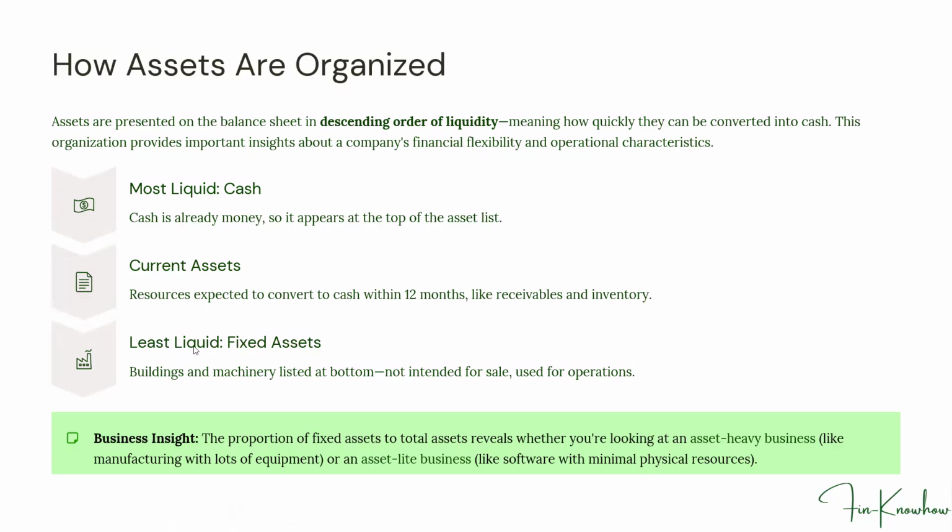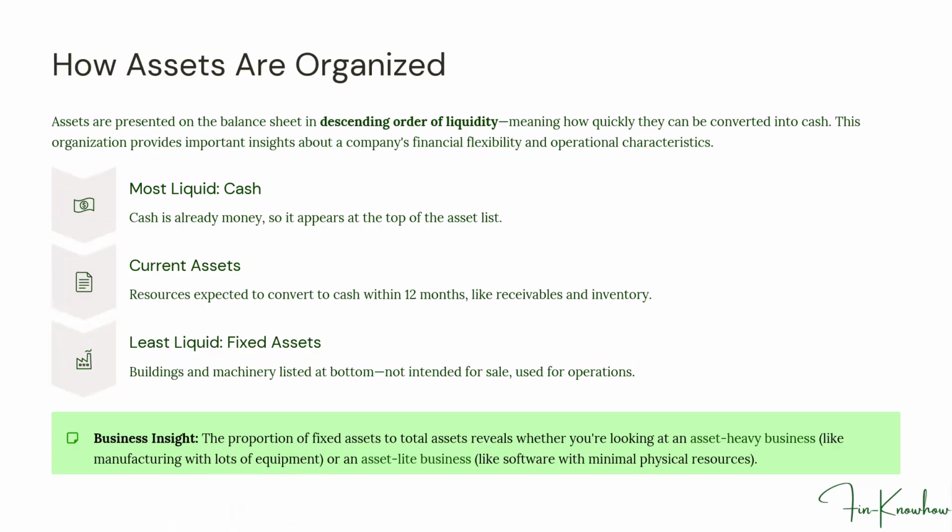The less liquid assets, the long-term assets, such as machinery and equipment, are not expected to be sold anytime in the immediate future, but rather are used for production or operation. Those kinds of assets will tend to be at the bottom of the list. So the key takeaway from this page is that assets are organized in descending order of liquidity. The most liquid assets are at the top, the least liquid assets toward the bottom.